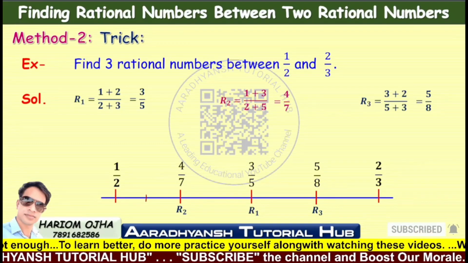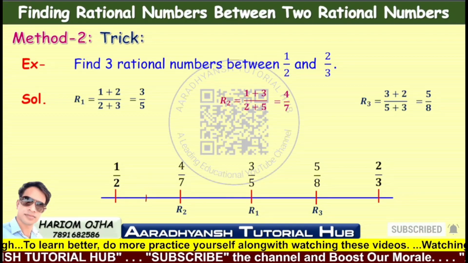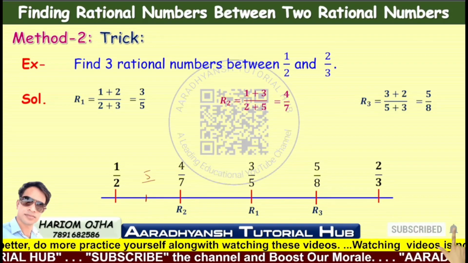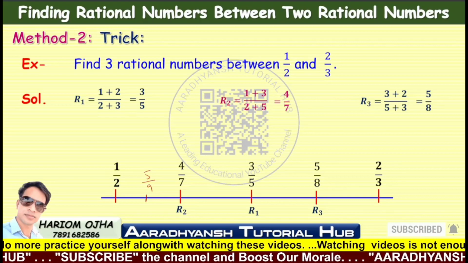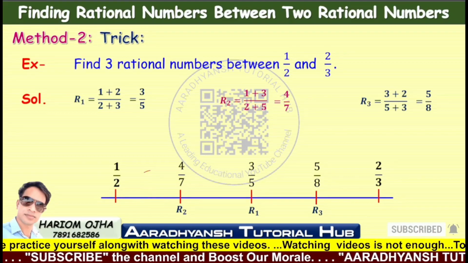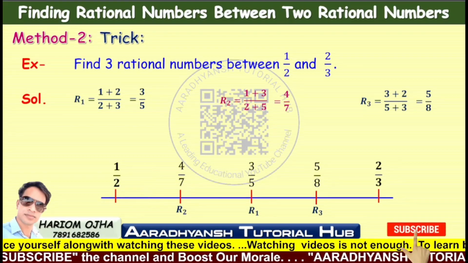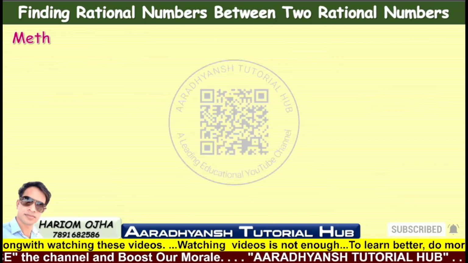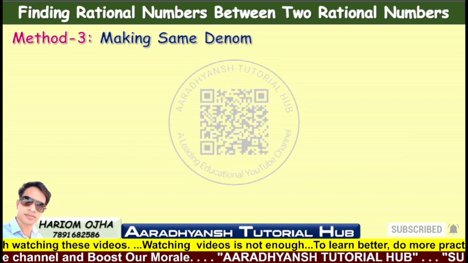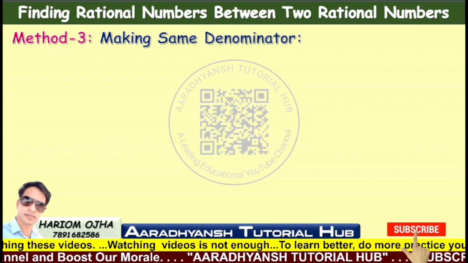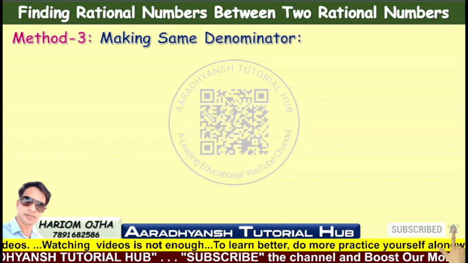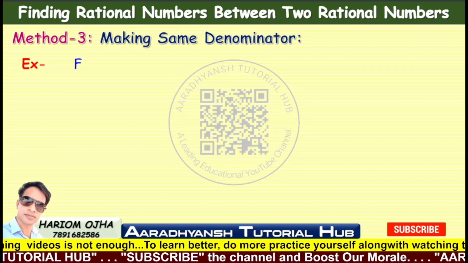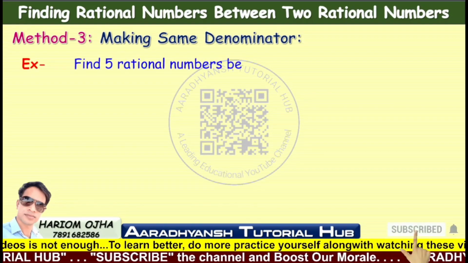The next rational number between 1 over 2 and 4 upon 7 will be 5 over 9. You can find more and more like this. Okay, students. So we are going to see the third method, and it is making same denominator. In this method, we convert both the rational numbers with same denominator.